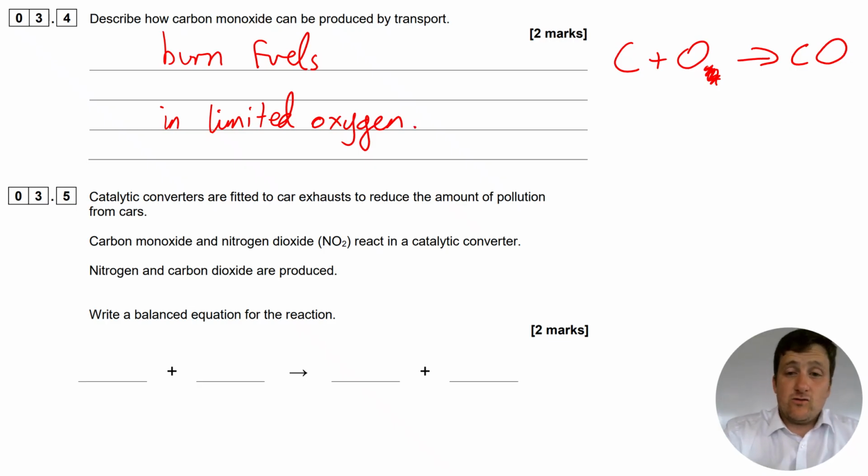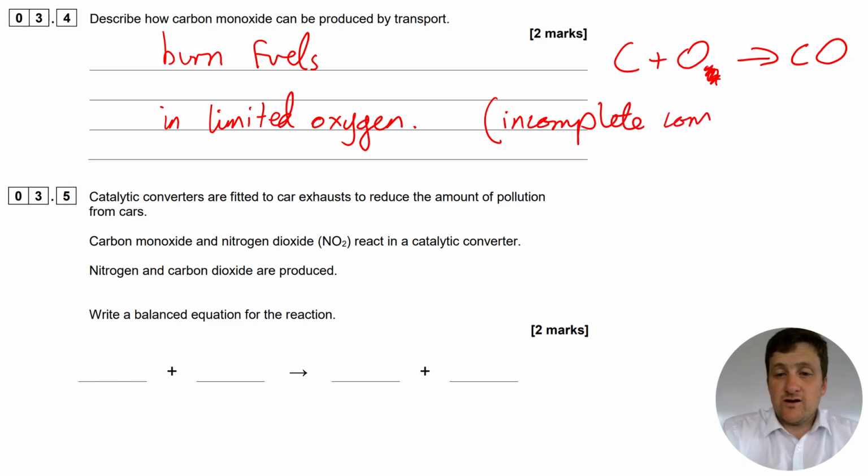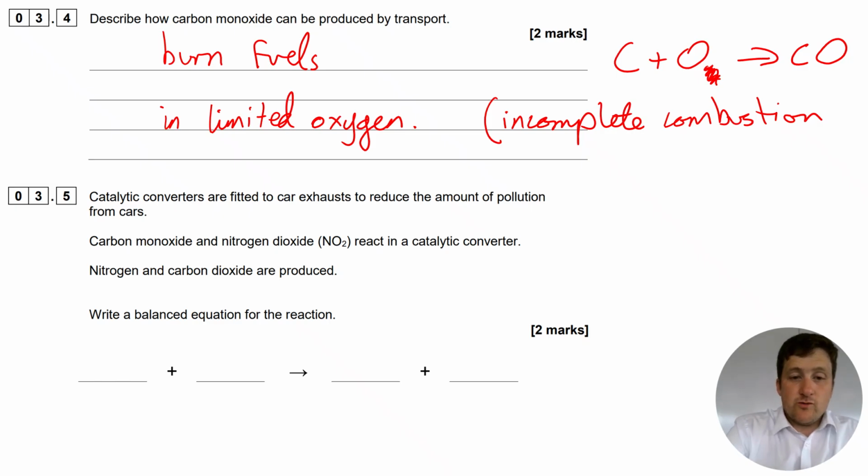Okay. Now, what is this reaction called? Limited oxygen. It's called incomplete combustion. Right, this is a term you need to know, incomplete combustion. And now we get to our proper stuff, not just chuck a 2 somewhere, we've got to actually balance something. So carbon monoxide and nitrogen dioxide react, nitrogen and carbon dioxide are produced. These bits are essential.